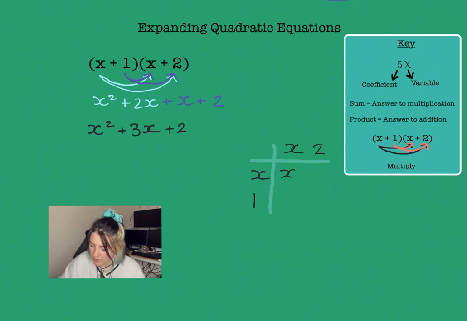So the first one we've got is x and x, which would be x squared. Then we've got x and 2, which would be 2x. Then we've got x and 1, which would be x. And then we've got 1 and 2. I'll just put a little times symbol up there. And we've got 1 and 2, which would be 2. And then again, we've got all of our individual components there, and it's just a case of grouping them back together. And we would also end up with x squared plus 3x plus 2.